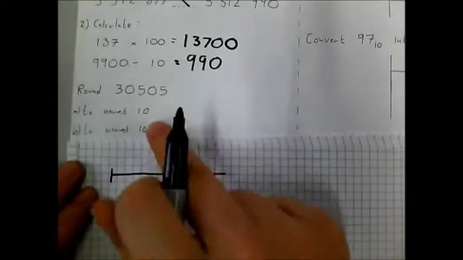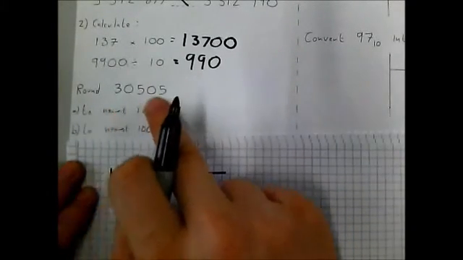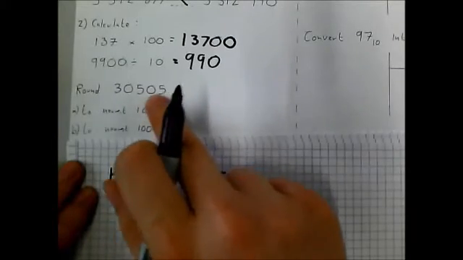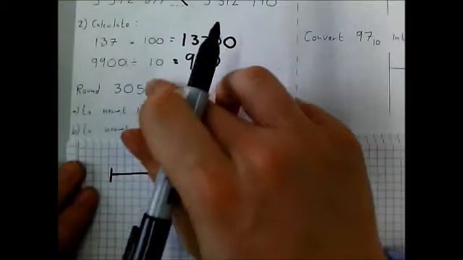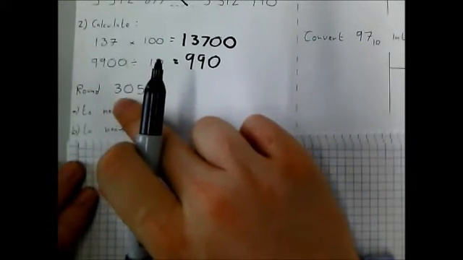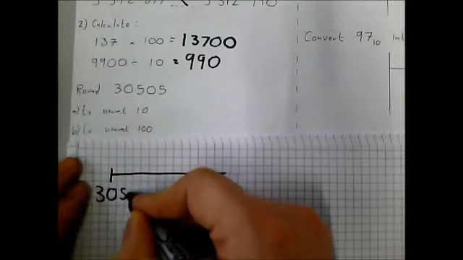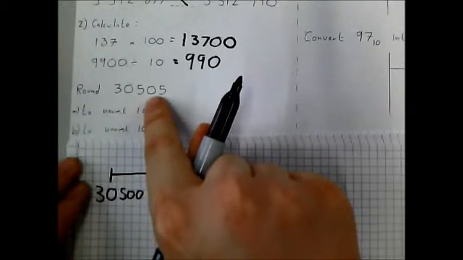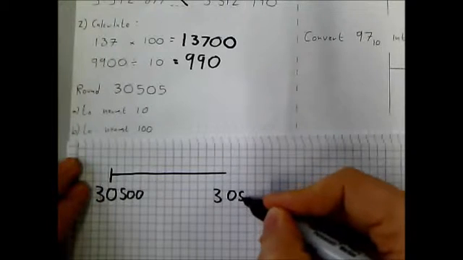So I'm going to think the nearest 10 to it, so if I didn't have any units, I would look at, this would become 30,500 if there weren't any units there at all. Okay, and the next 10 up would be 30,510.